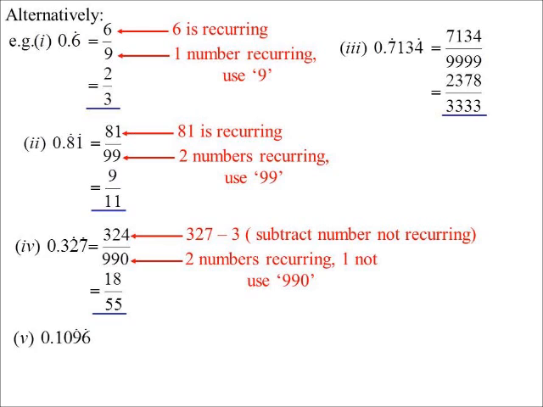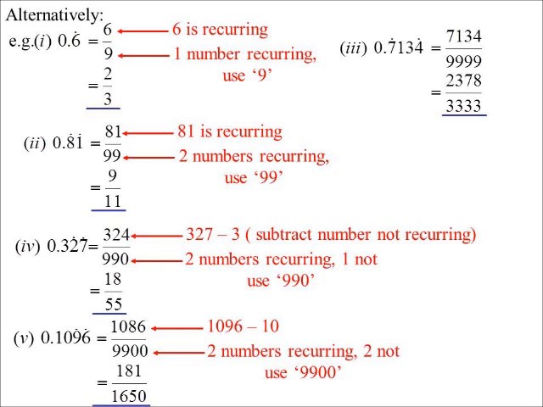So using that idea, if I have 0.1096 repeater where only the 9 and the 6 are repeating, that'll be 1086 on the top, because it's 1096 minus 10, over 9900. 2 numbers repeating, 2 numbers not repeating, which simplifies down to be that.